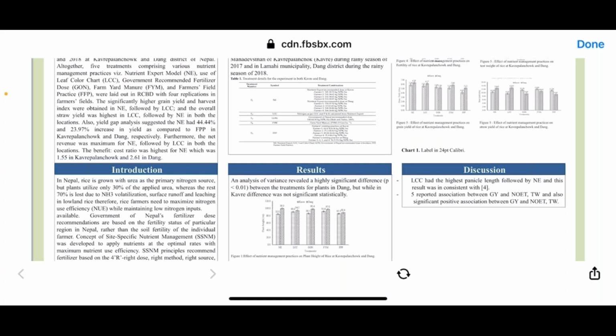This implies that in contrast with farmer field practice, different treatments showed increased grain yield. Correlation among different rice traits across both the locations. The correlation coefficient between different rice traits and harvest index is presented here.